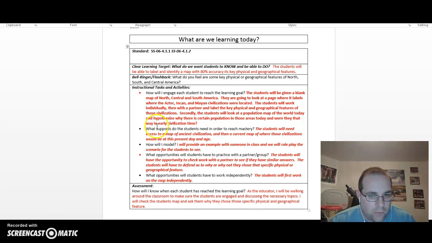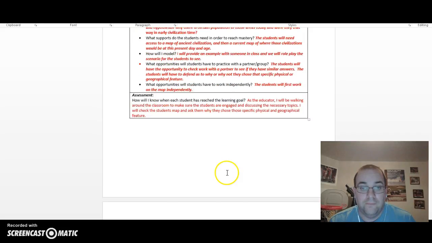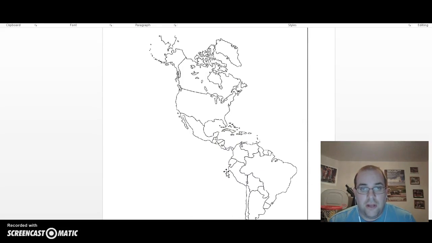So you are going to be able to work with a partner. You're going to work individually. You're going to be able to share some responses with each other, and then you're going to be able to turn it in.